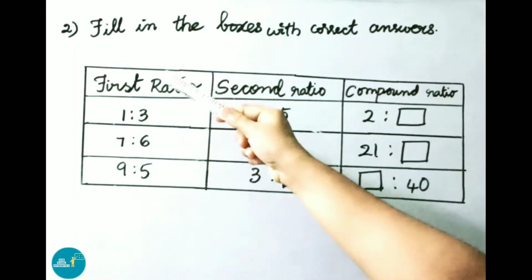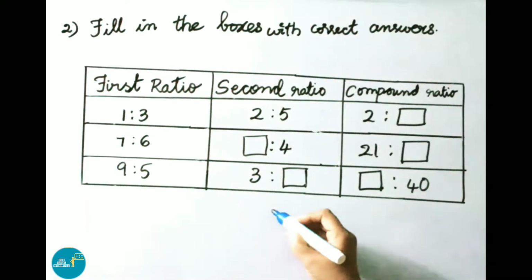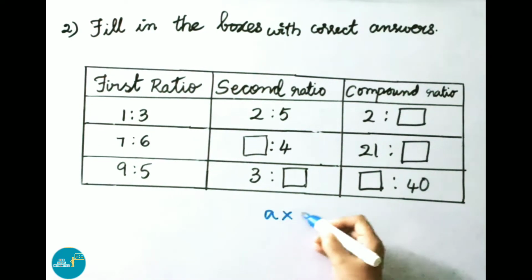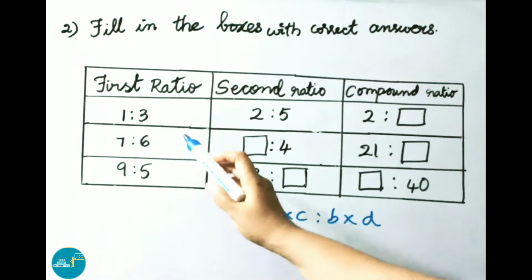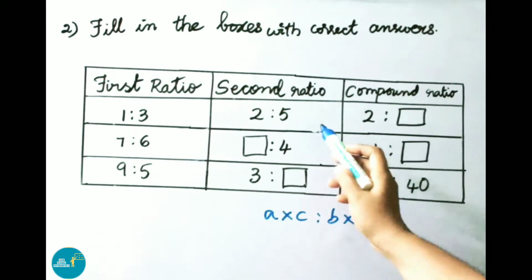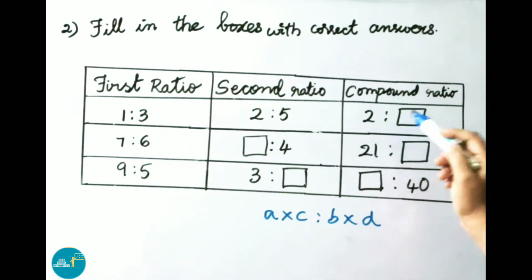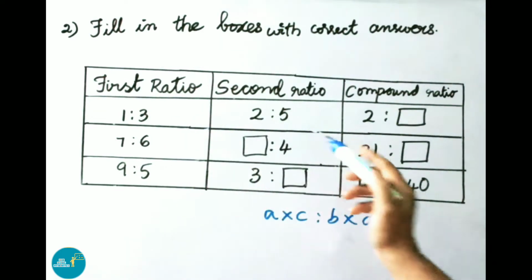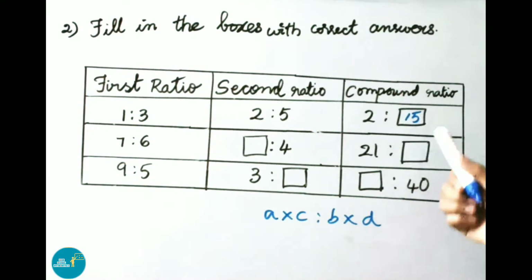Now question number 2. Fill in the boxes with correct answers. The first ratio and second ratio are given. We have to find the compound ratio. First, let us write the compound ratio formula: A into C is to B into D. The first ratio is 1 is to 3 and the second ratio is 2 is to 5. A into C, that is 1 into 2, 2, is to B into D, that is 3 into 5, so the answer is 15. So the compound ratio of the first one is 2 is to 15.